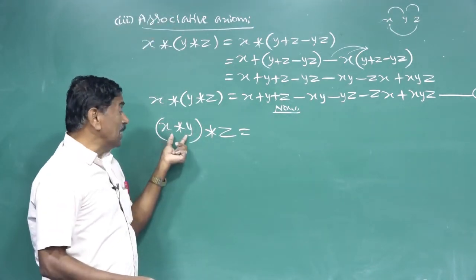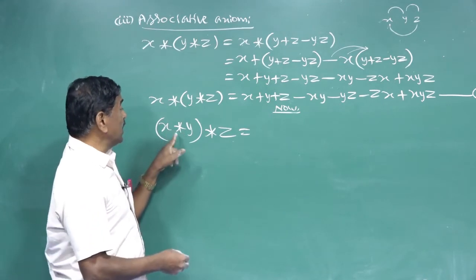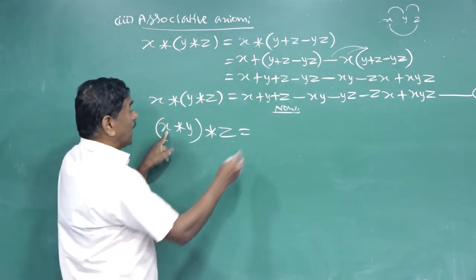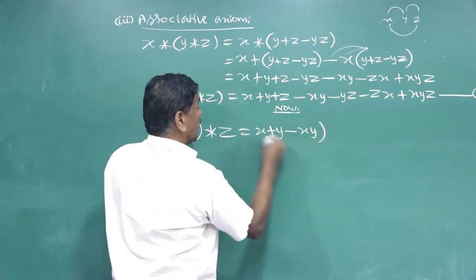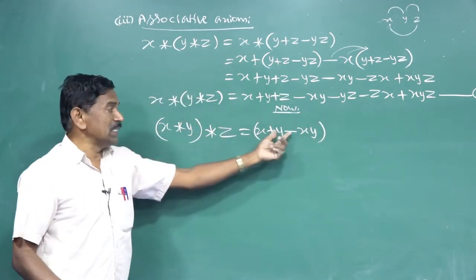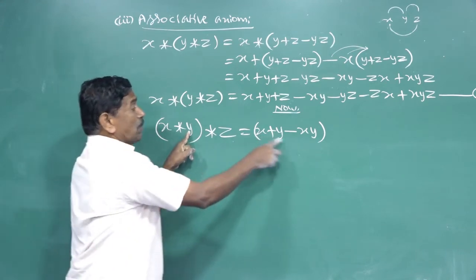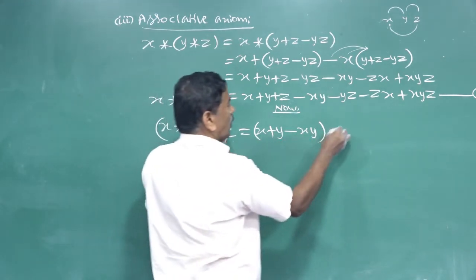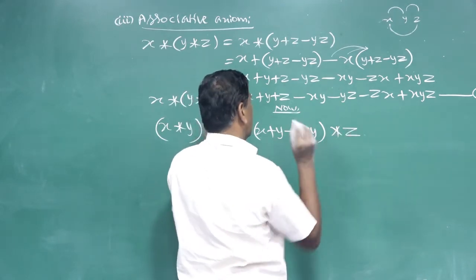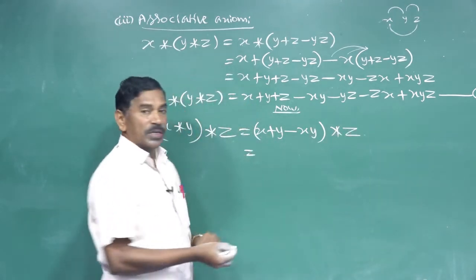First complete the bracket answer. What is the condition? The bracket answer is first element plus second element minus first element into second element. The bracket answer is over: x star y is equal to x plus y minus xy is the condition. The star is fixed.